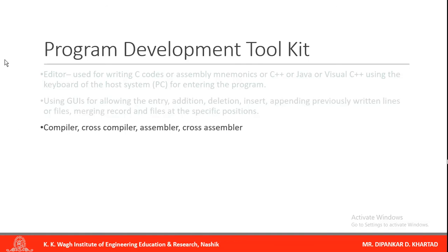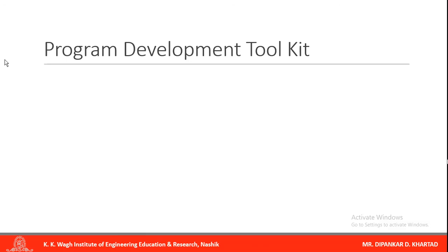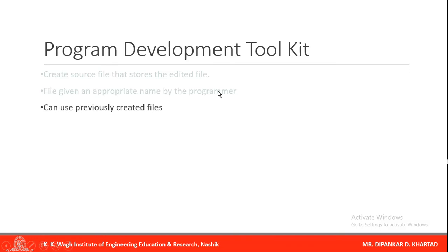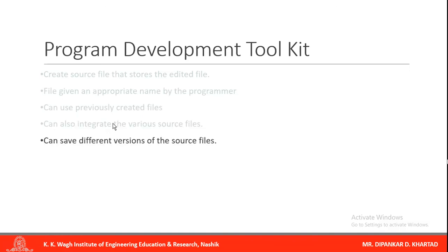It should have a compiler, cross assembler, cross compiler, assembler. Create a source file that stores the edited file, a file given an appropriate name by the programmer. These all should be in our host PC. You can use previously created files, can also integrate various source files, and can save different versions of the source file. So these are all parts of our program development toolkit, and this program development toolkit should be installed on our host PC.